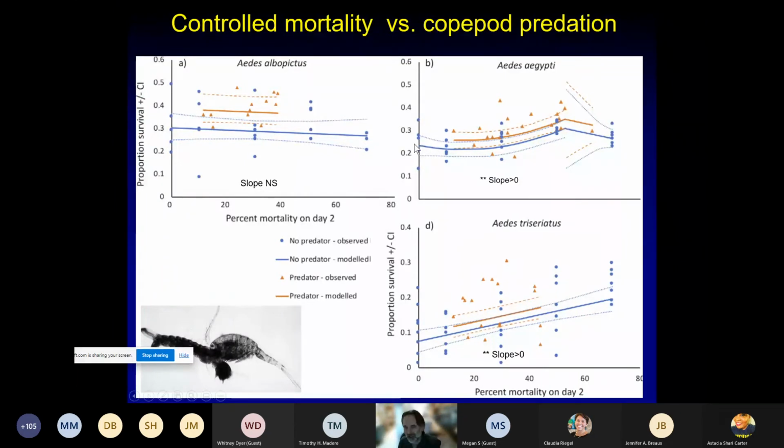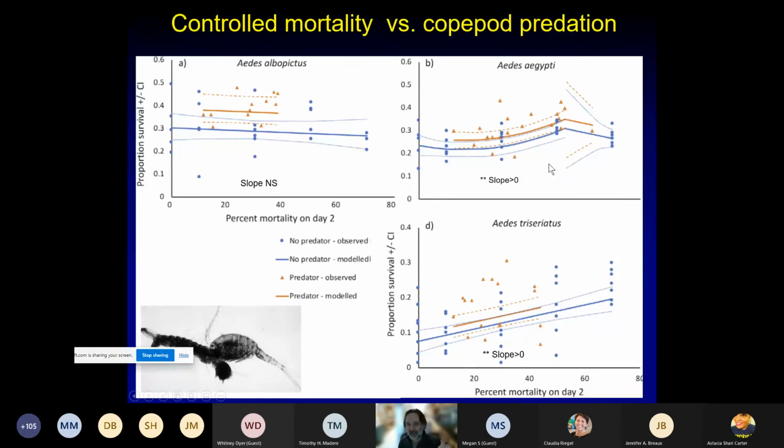And you see a little bit different pattern for Aedes aegypti. You see here initially, as you impose higher and higher levels of mortality, the numbers or proportion of survivors is going up, but eventually it does seem to come down. And for Aedes triseriatus, it starts out at a very low fraction surviving, but as you impose higher and higher mortality, it just keeps going up all the way to 70% kill on day 2.